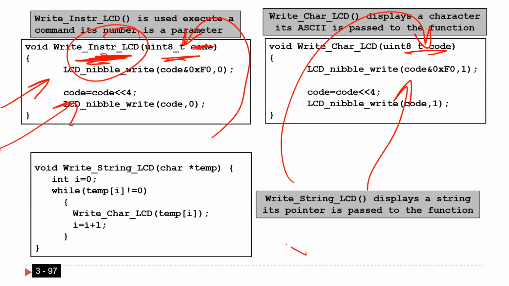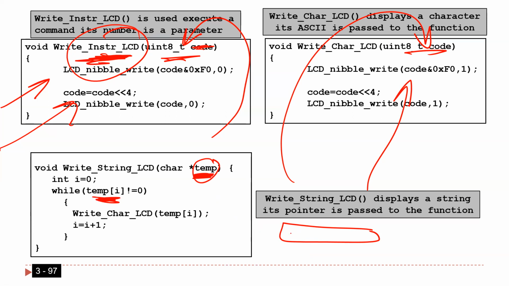Also, we have one function to display a complete string, a complete message. So you can define a message in your program, and I'm going to show you how you can do it. All you have to do here is define a message, which is an array of characters, and then send the pointer. This is a pointer to the array of characters. Once you do that, this is going to be stored in temp. So temp becomes like an array of characters, as you see here.